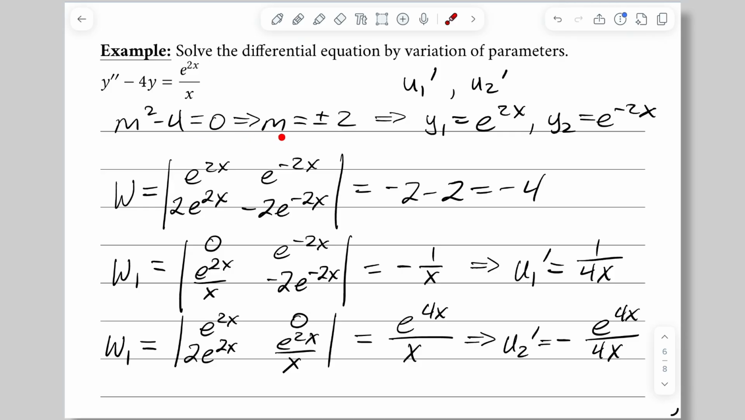Our auxiliary equation has roots m equals plus or minus 2, giving us functions y1 equals e to the 2x and y2 equals e to the negative 2x as our fundamental set of solutions. The Wronskian w, once all is said and done, turns out to be negative 4. w1 turns out to be negative 1 over x, so u1 prime, which is w1 over w, is 1 over 4x. That's nicely behaved. w2, when all is said and done, is e to the 4x over x, giving u2 prime as negative e to the 4x over 4x.